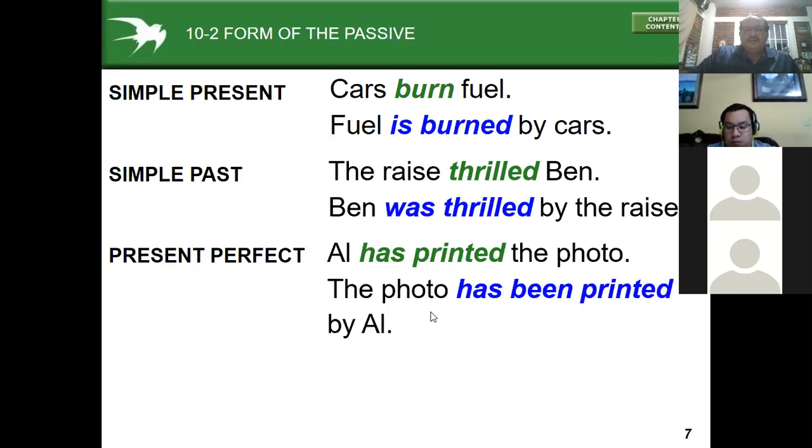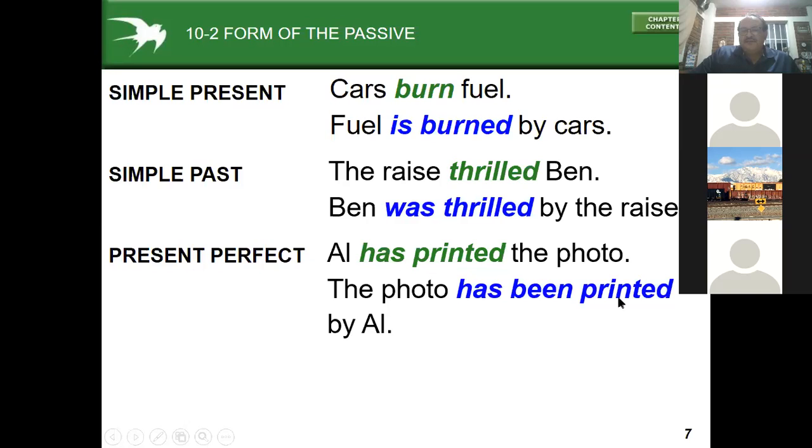Al has sprinted. Okay, here is similar. Look, has and past participle. This sprinted is past participle. These ones are similar. But the photo has been. We add, okay, we add what? The verb to be in the passive form. The photo has been printed by Al. No problem so far? Okay, if you have questions, you can copy or write, and then after you can always ask me a question, no problem.